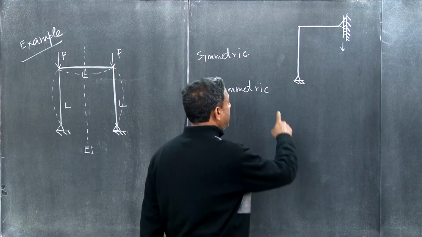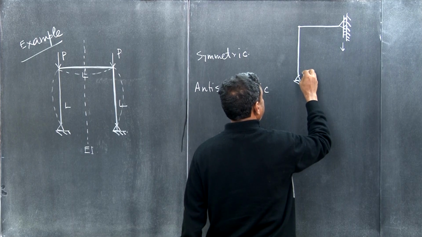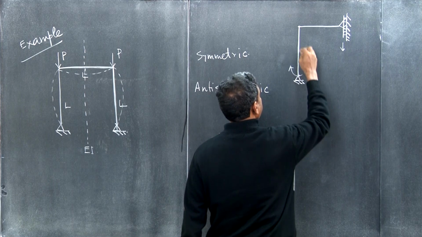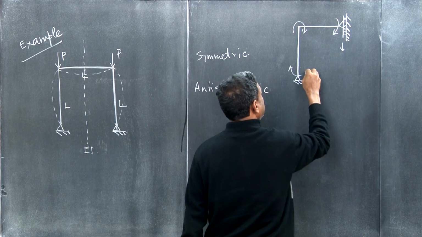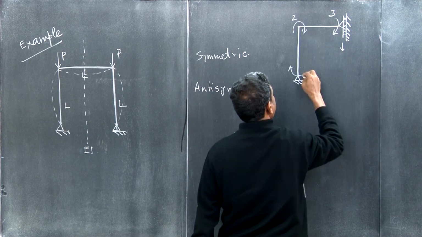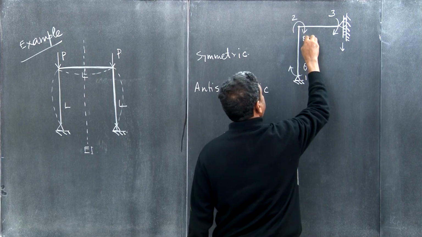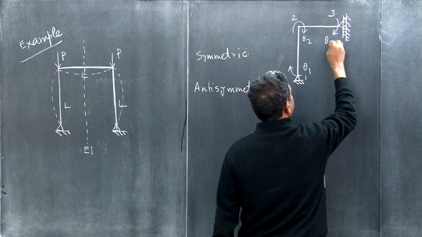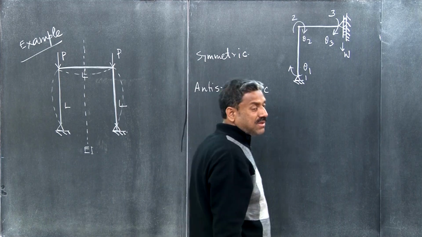So the degrees of freedom here, you can see, there will be W and there will be rotation. Here will be rotation. If you number 1, 2, 3 this way as you are putting the frame, theta 1, this will be theta 2, this will be theta 3, and this is maybe W, right? So only 4 degrees of freedom, right?